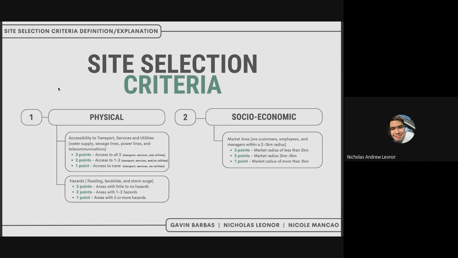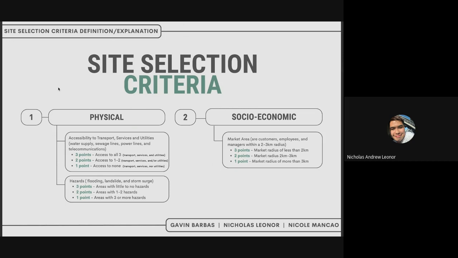So for our site selection criteria, we have physical and socio-economic. Under physical, we have accessibility to transport services and utilities. The utilities would be water supplies, switch lines, power lines, and telecommunications. We used a 3-point system, which is basically just simple. If there's access to transport services and utilities, we give 3 points.